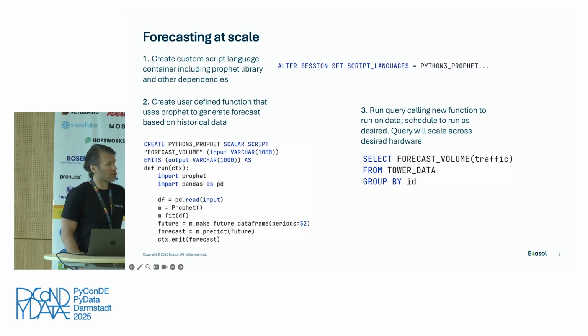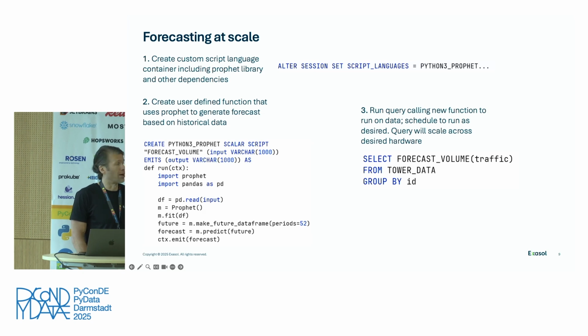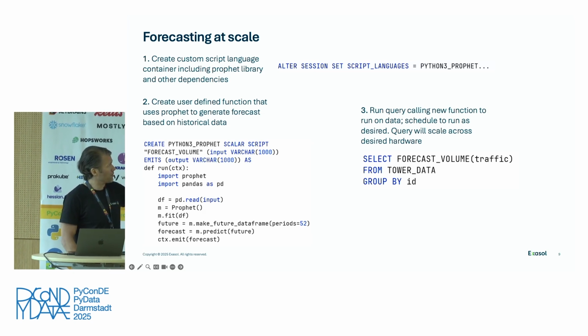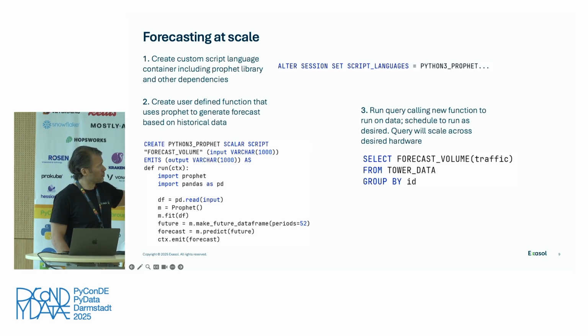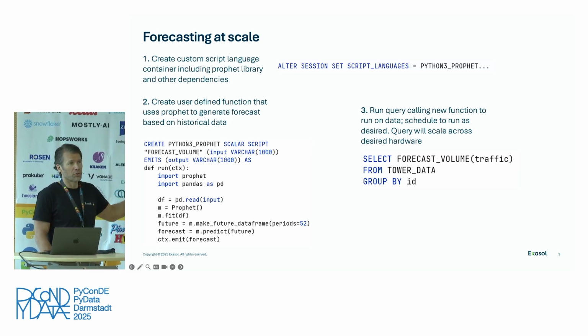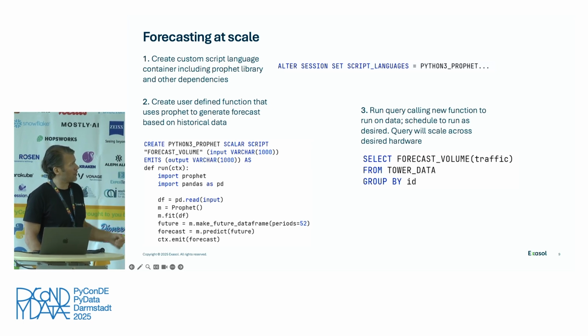So it's regular Python, just import Prophet, import pandas. It will read the input that the database gives it, which will just be the subset for that specific single tower. It will start up Prophet and do a best fit on that. Then it will make a prediction and create a new data frame with a prediction for the next weeks. And then it will emit that forecast.